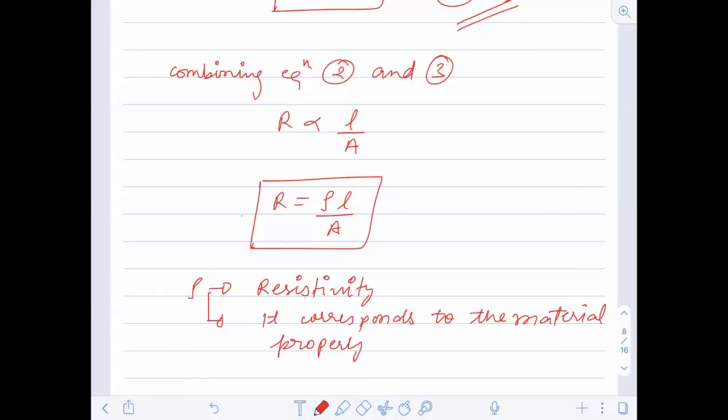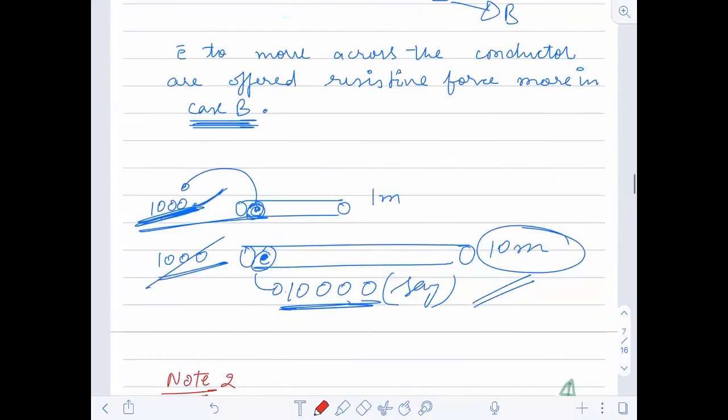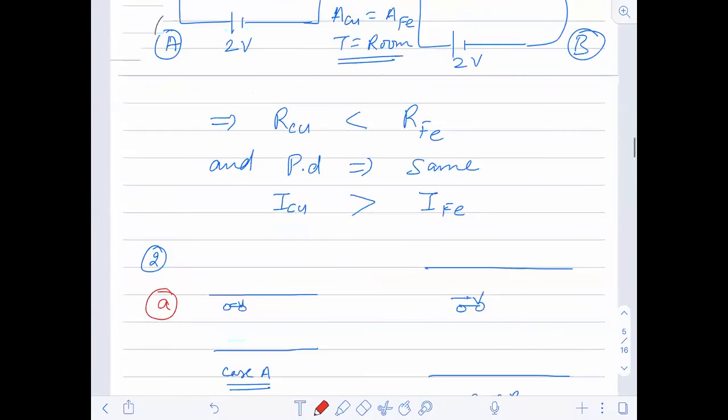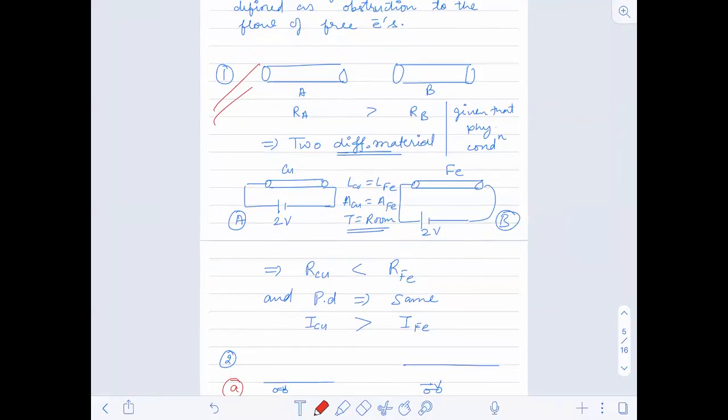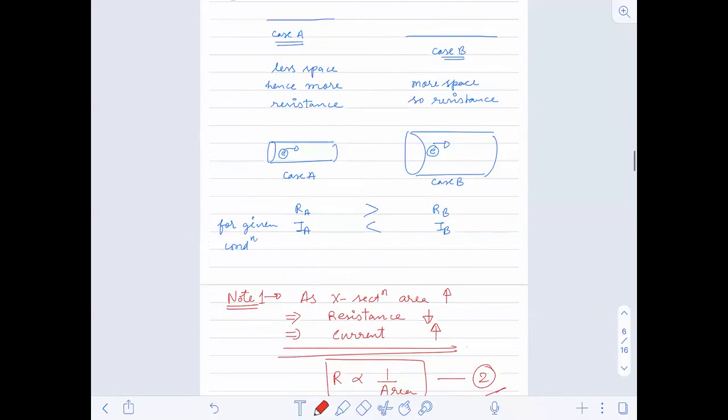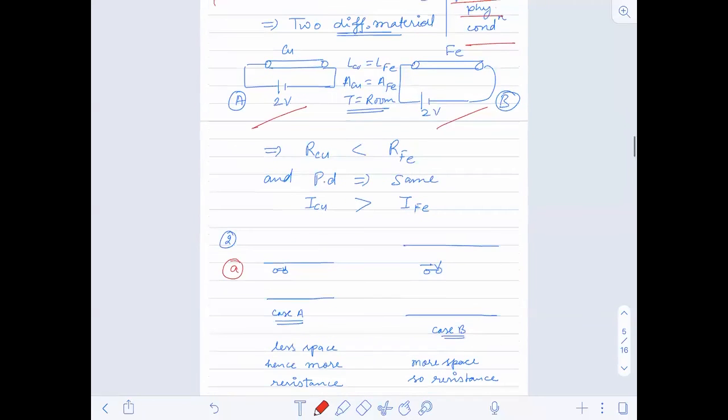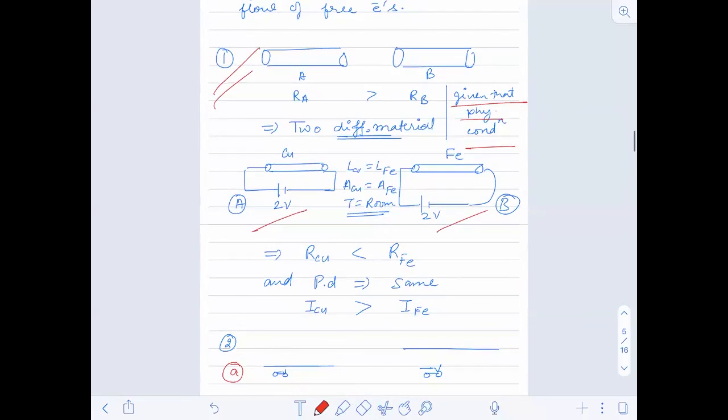This rho corresponds to the material property. Just see here, we have studied this now. See this example, where we had seen that for a given physical condition, if I have a copper wire and an iron wire, in which case will resistance be more? I know the material properties, and I can say that the current in the copper wire for a given potential difference will be greater than the current in the iron wire. So based on that fact, I can say that R depends on the material.